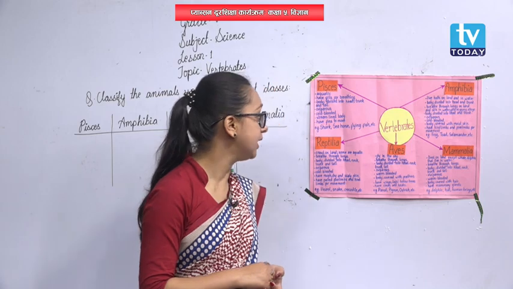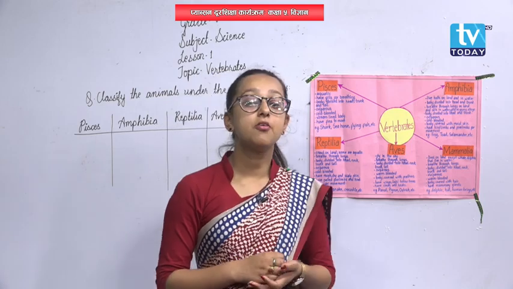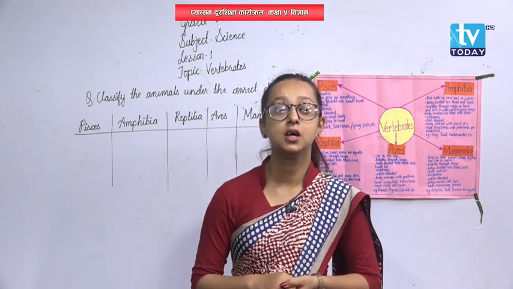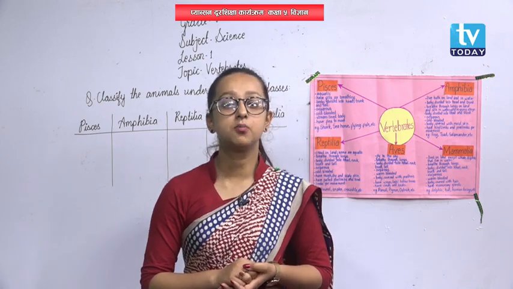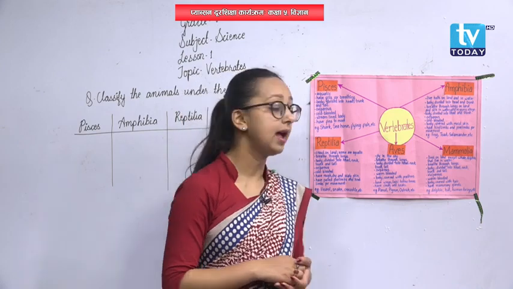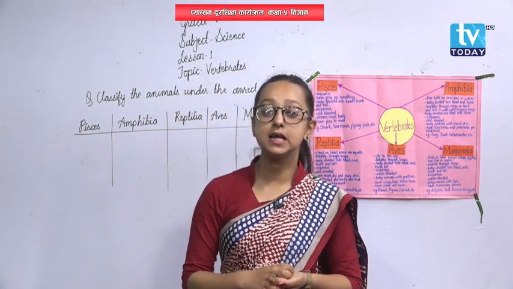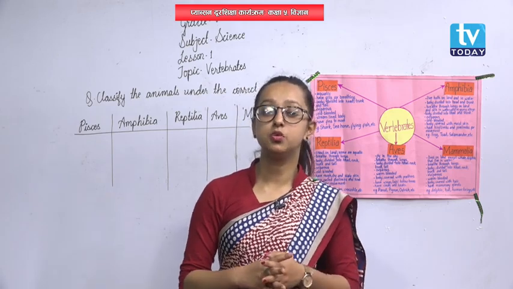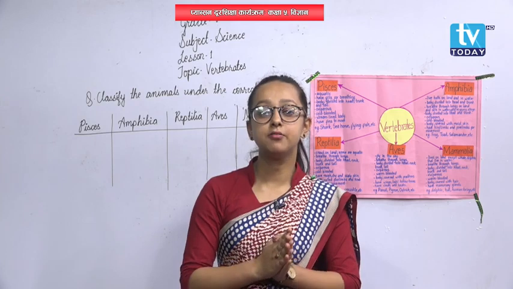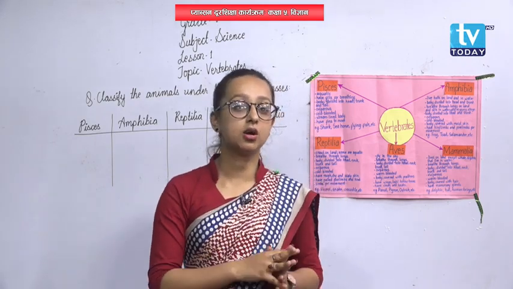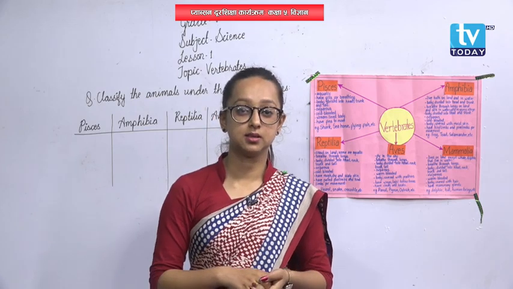In the similar way, their body is covered with moist skin. The animals of this class have their body covered with moist skin, and they have hind limbs and forelimbs for movement. To move here and there, they have forelimbs and hind limbs, but their forelimbs are longer than hind limbs.